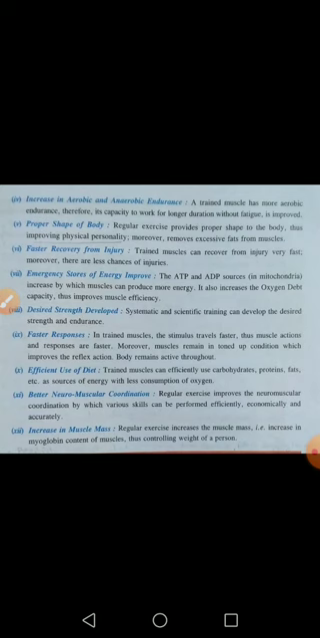Aerobic endurance means in the presence of oxygen, and anaerobic means in the absence of oxygen. If a muscle is trained, then aerobic endurance is improved. Aerobic endurance means the capacity to work for long duration without fatigue is improved.